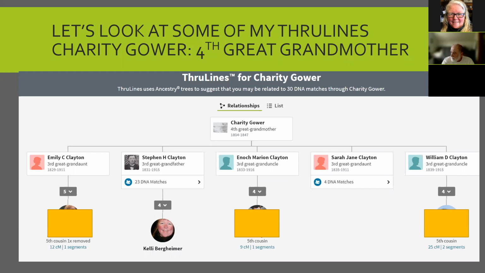You can click on those and open them, and you can see how many other people there are in that lineage. So it goes from Stephen Hardy Clayton to another Clayton and a couple more till we get to my grandmother and my mother. These are some of the descendants of Charity Gower. Not all. I should have looked up how many children she had. But these are the ones that have ThruLines and potential DNA matches.